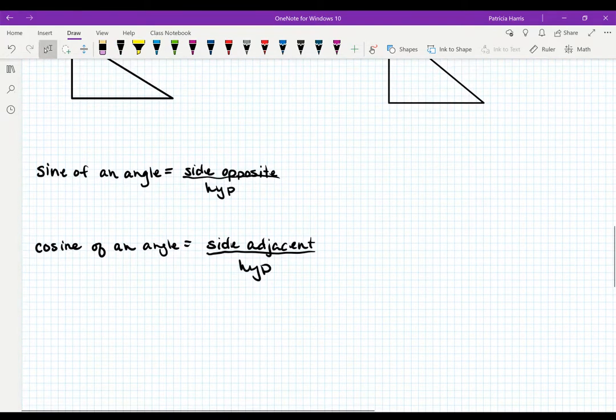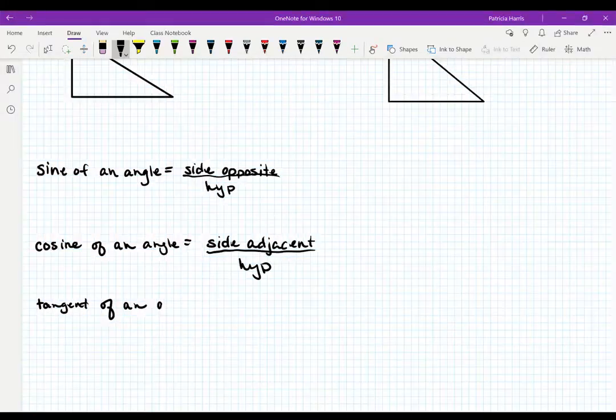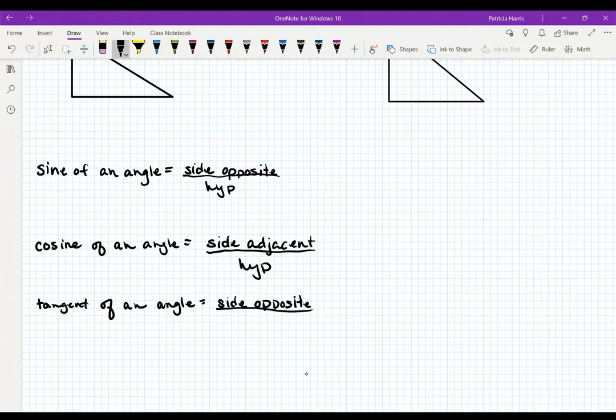Okay. And then the last one is called tangent of an angle. And that is the length of the side opposite divided by the length of the side adjacent.